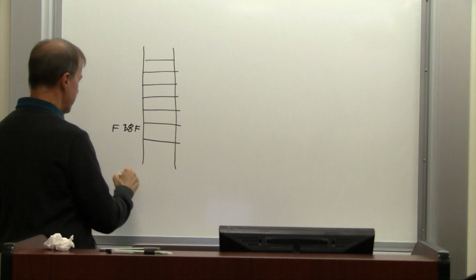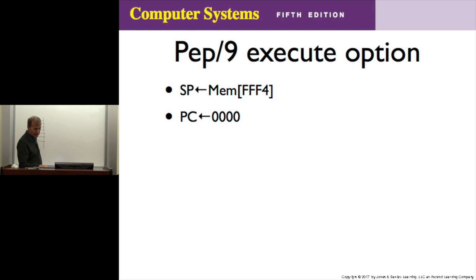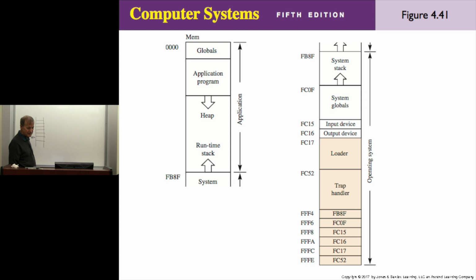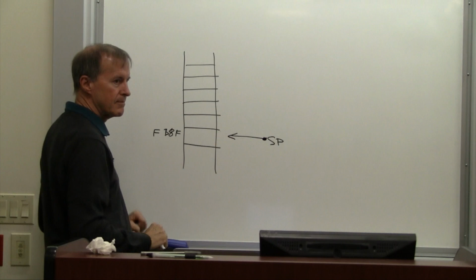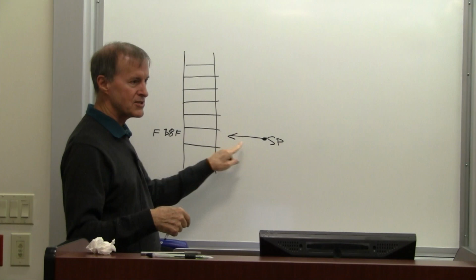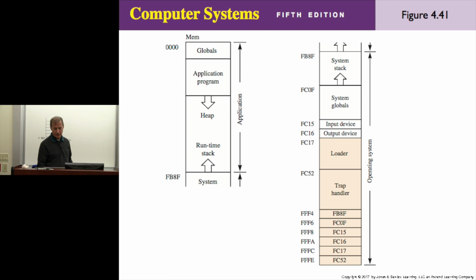So do you see that when it says SP gets Mem[FFF4], what value does SP get? According to the memory map, SP gets FB8F. That's exactly right. So that points SP at FB8F. SP actually has the value FB8F, so it's an address. It's the address at the top of the stack. And if you look also on this Figure 4.41, where is that FB8F? You see it up at the top on the right-hand side? That's FB8F.